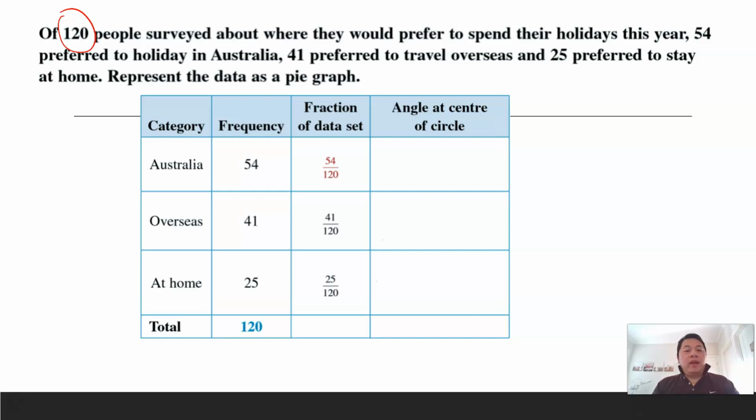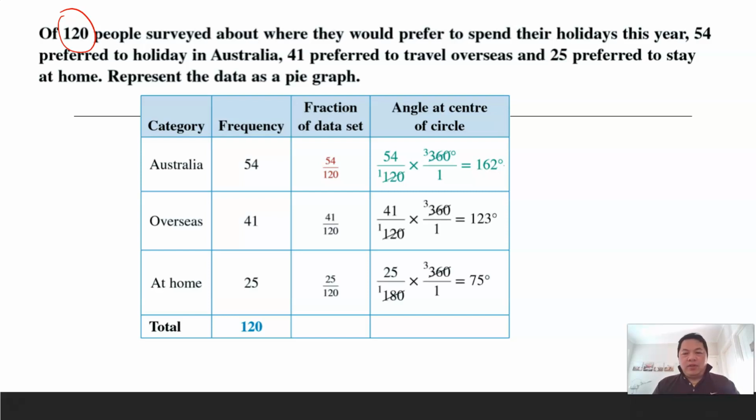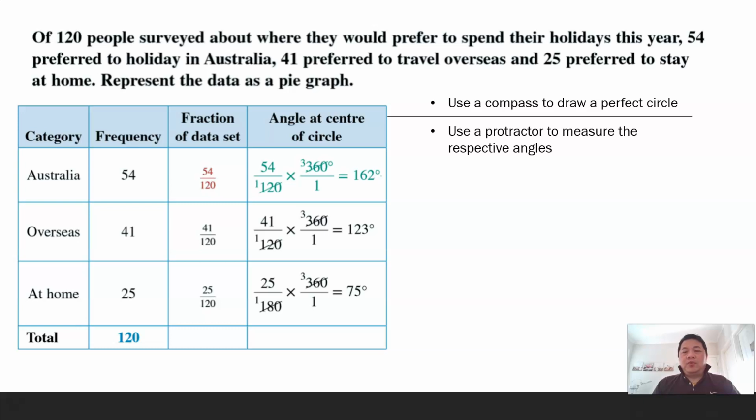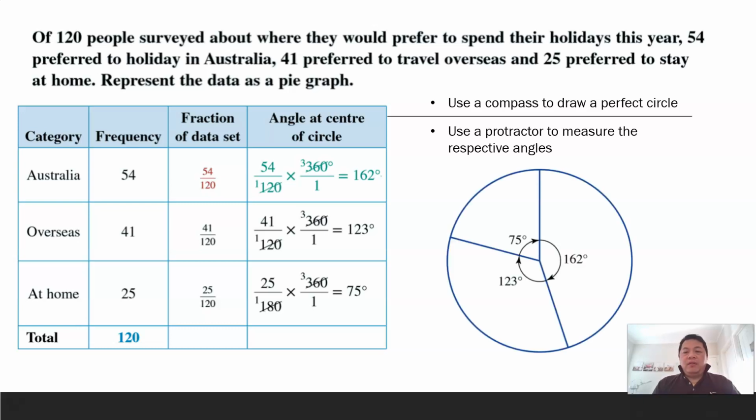Now we need to calculate the angle. Basically it will be the fraction times 360 degrees. So Australia is 162 degrees, overseas is 123 degrees, and at home is 75 degrees. Okay, now moving on. We need to put them according to the sector from the largest to the smallest in the clockwise direction. We need a compass to draw a perfect circle and a protractor to measure the angles. Remember, the largest goes first clockwise, then the second largest, then the third largest. So we put them in order.